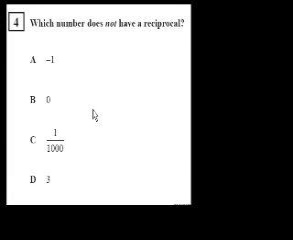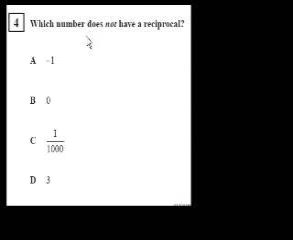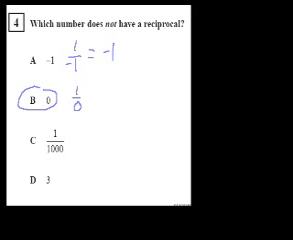All right, this is another one where I'll copy and paste it. All right. They want to know which number does not have a reciprocal. So the reciprocal of negative 1, that's just 1 over negative 1, which is equal to negative 1. The reciprocal of 0, that's what? 1 over 0, which is not defined. So the choice is B, 0. We don't know what 1 over 0 is. Maybe that's a project for you to think of what it should mean.